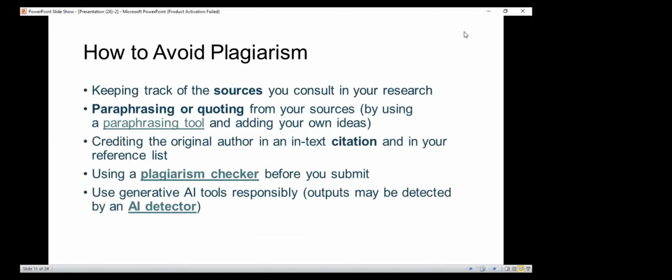Next, how to avoid plagiarism. First, keep track of the sources you consult in your research. Second, paraphrase or quote from your sources. Third, credit the original author in an in-text citation and in your reference list. And next, use a plagiarism checker before you submit your research report.